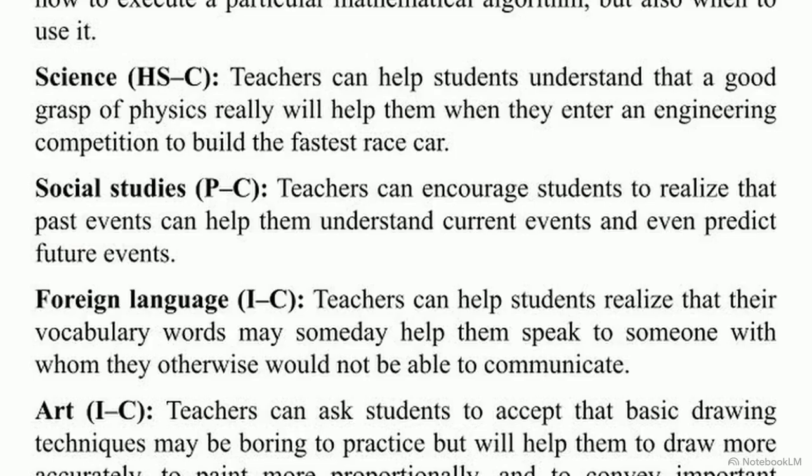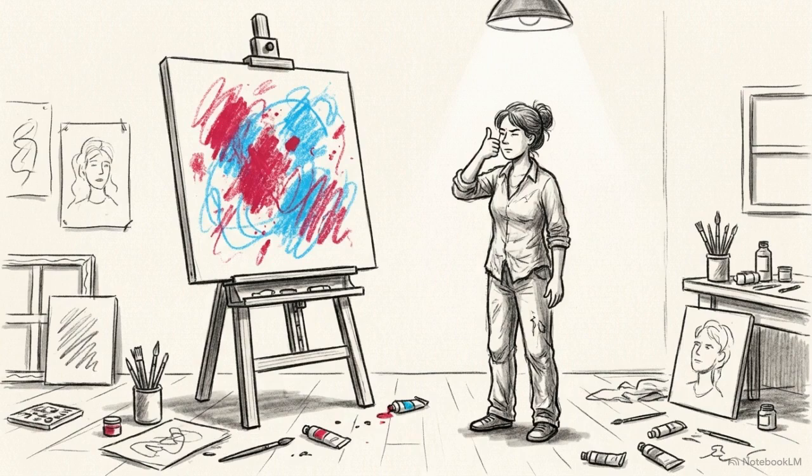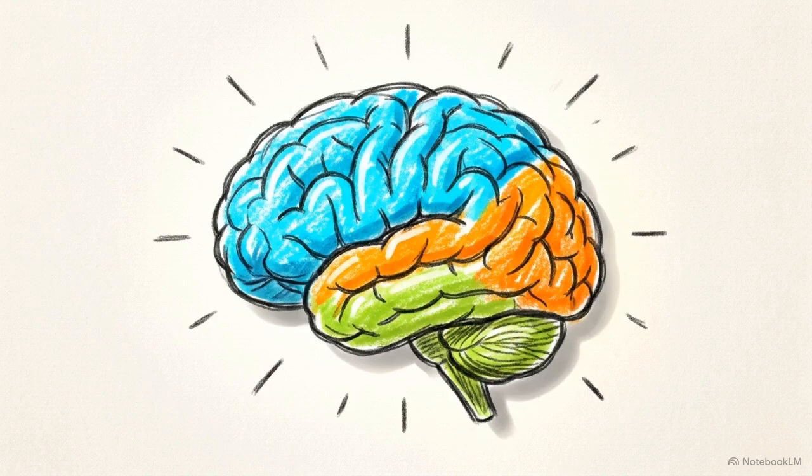According to these guidelines, a social studies teacher might ask students to explicitly link past events to future predictions. An art teacher could require students to acknowledge that practicing a boring, repetitive drawing technique serves the larger goal of painting accurately. Forcing students to regularly step back and articulate the why behind their work prevents them from getting bogged down in busy work. Step 4 is about how students process information.